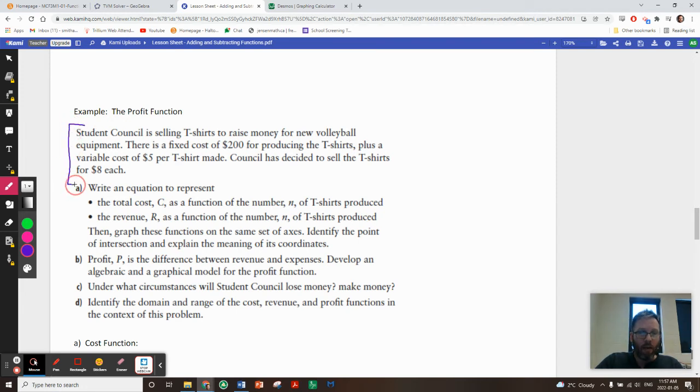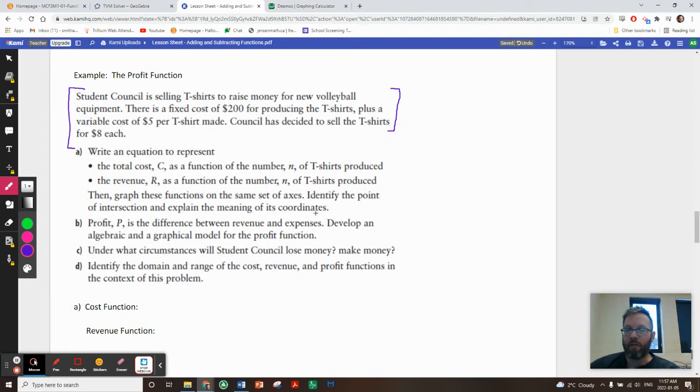So the context here is we're selling t-shirts. We have to make the t-shirts to sell, and it costs money. Here, it costs $200 no matter what. Firing up the t-shirt printing machine and putting in the graphics is going to cost $200. After that, once the machine's up and running, it's just $5 for every extra shirt made. So this cost function depends on the number of t-shirts, which we're using as n. So the cost function, C of n.